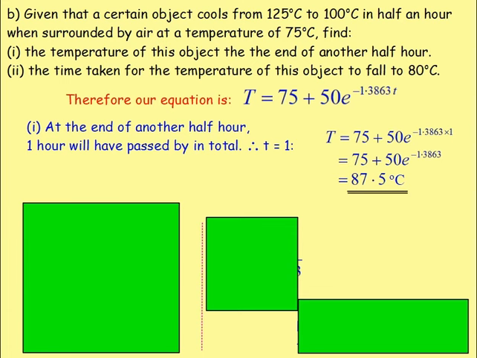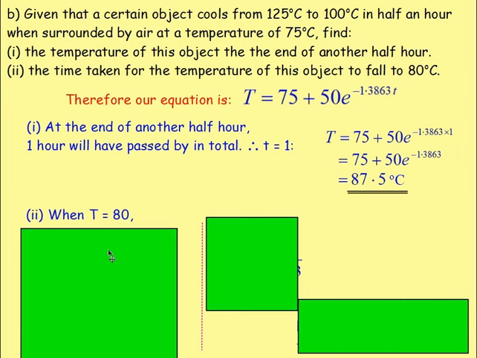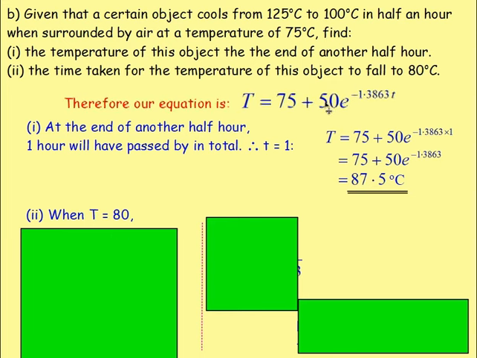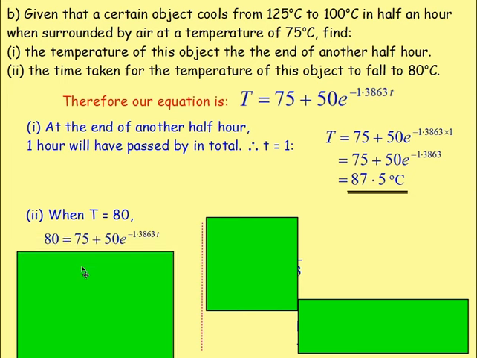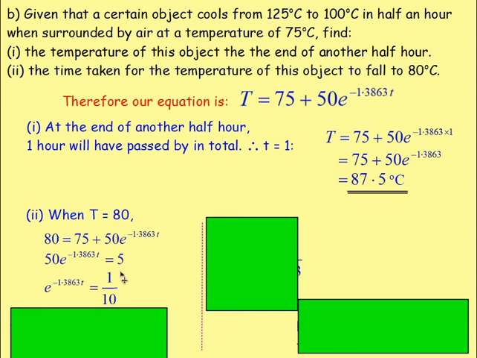B part 2, find the time taken for the object to fall to 80 degrees. So we know that in order to fall to 80 degrees, the temperature is therefore going to be 80. And if we know the temperature is 80, we can use this equation here and we can replace t with 80. So we'd have 80 equals 75 plus 50 e to the power of negative 1.3863 t. And we're wanting to find out what small t would be. The first thing to do is subtract 75 from both sides. So we'd have 50 e to the power of would equal 5. And then from there, divide both sides by 50. So we've got e to the power of, and that would equal 5 over 50, which simplifies to 1/10.